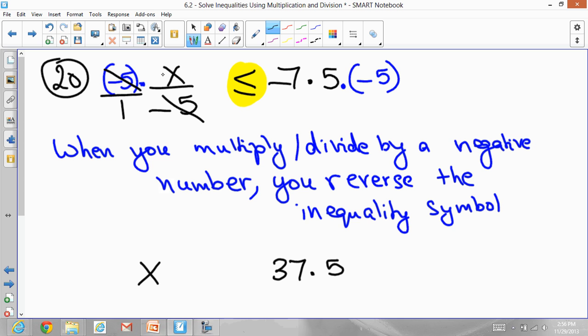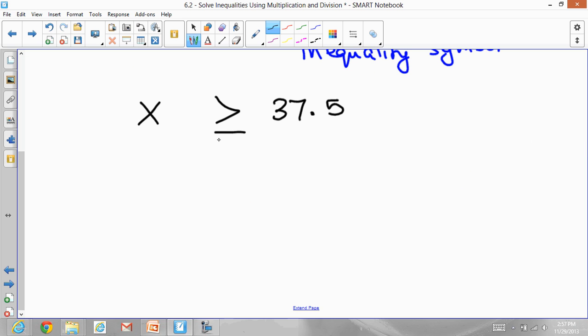And now, since you multiplied by a negative number, you have to reverse the inequality symbol. So reverse that to face the other direction. The equal sign still tags along. The only thing that you're focused on is that instead of facing this direction, your inequality symbol is now facing the other direction. So once you get your answer, you got your x alone.